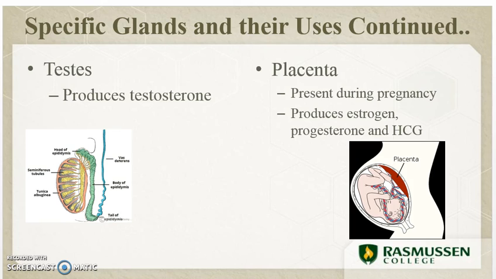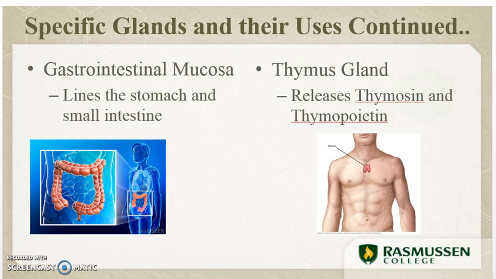And the last 2 we have are your gastrointestinal mucosa, which is the lining of the stomach and small intestine that contains endocrine cells that produce specific hormones by facilitating digestion.